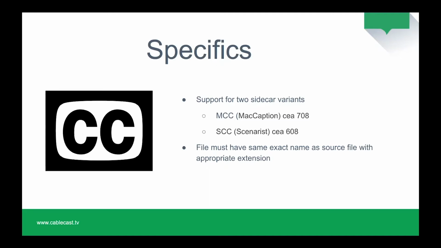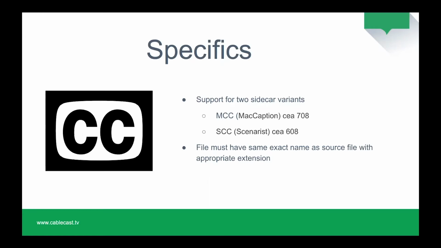The other type of file that we support is SCC. This contains 608 data, or SD closed caption. You can use either type of file for either HD or SD. What happens is 708 is the HD format. It contains a reserved space for 608 data, for SD data.